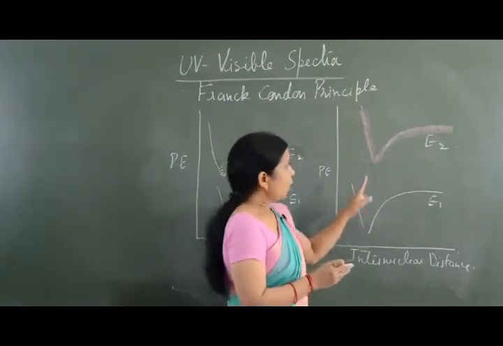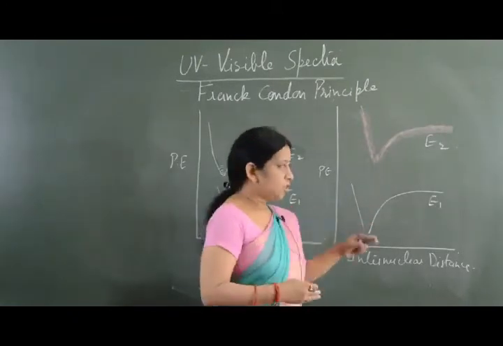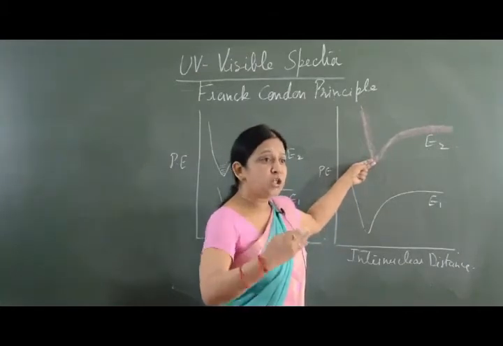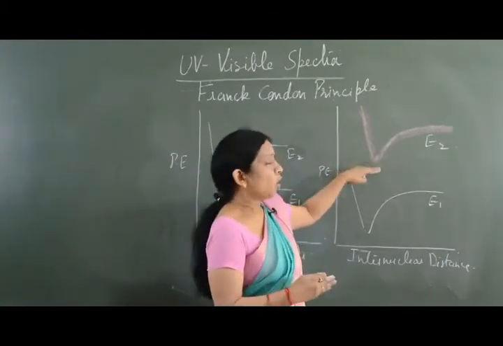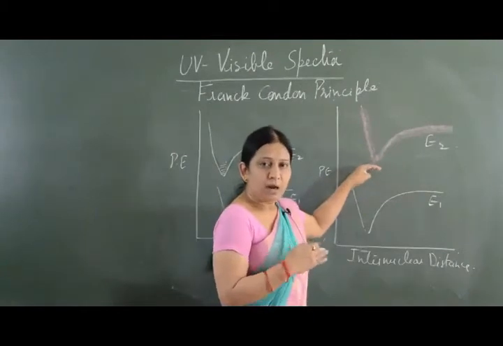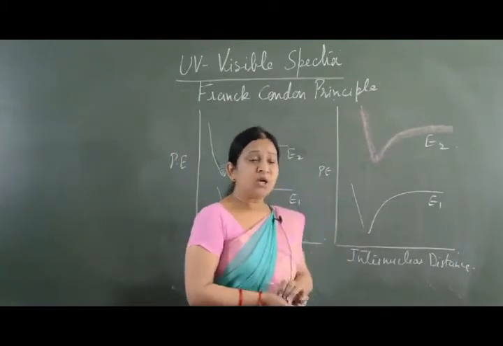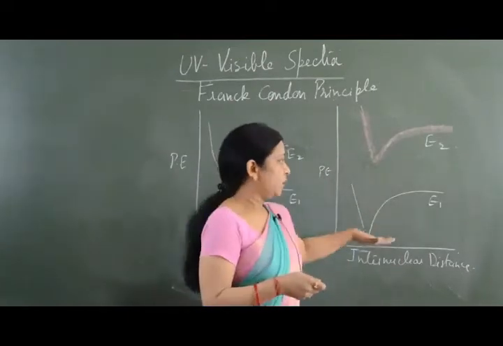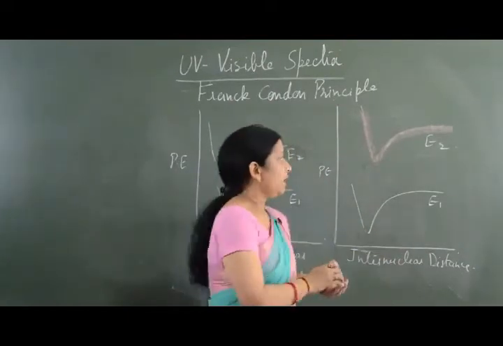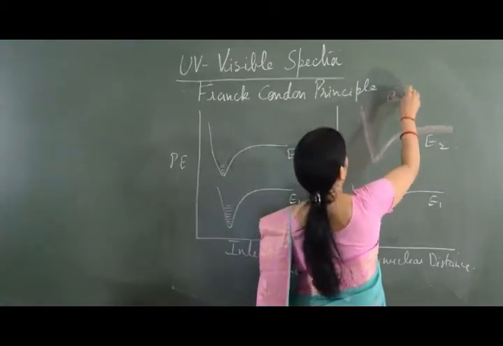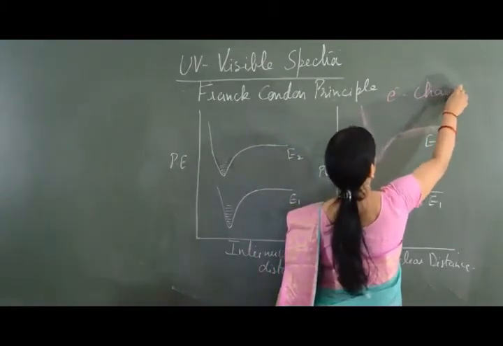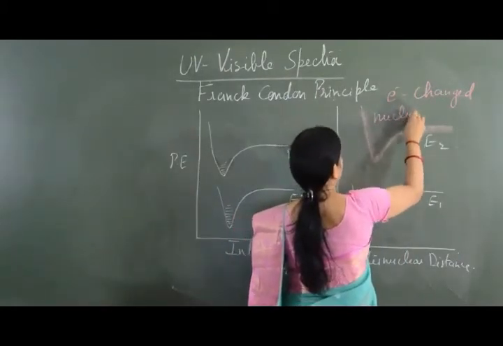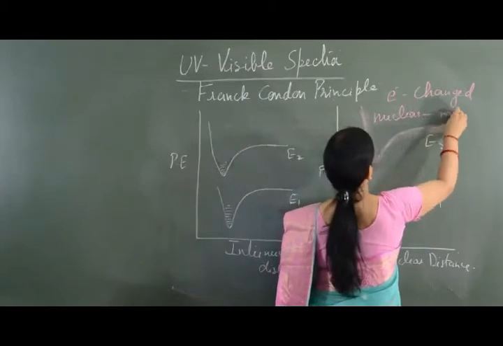So, when the atom undergoes transition and it comes to this higher energy state, the electron has changed or adjusted itself according to the energy of this energy level, but the nucleus is still present in the ground state, the state at which it was present in E1. So, here in this state the electron has changed itself, but the nucleus has not changed.